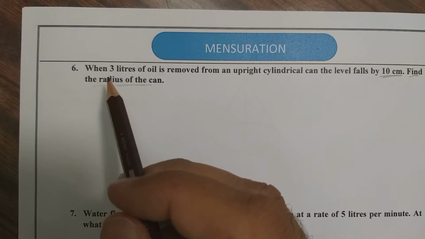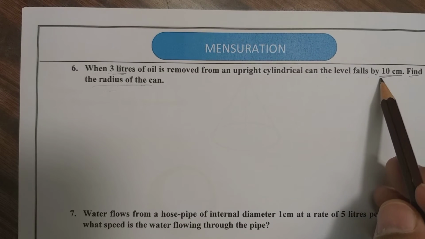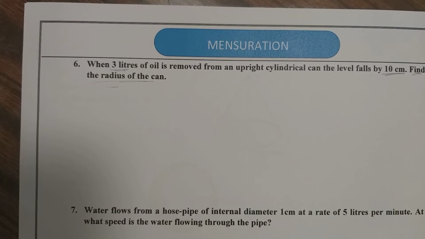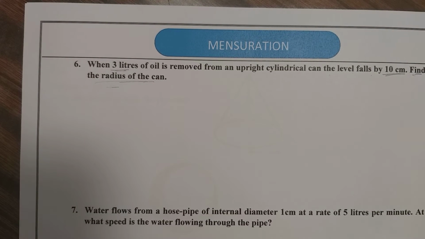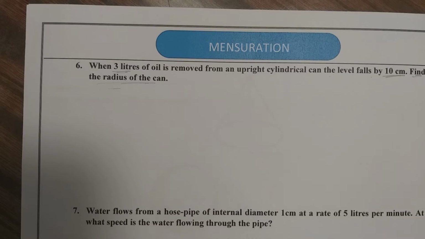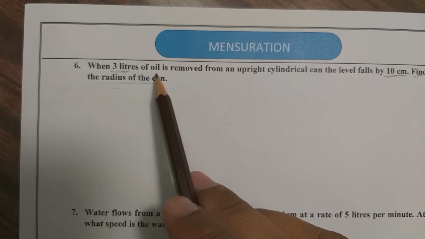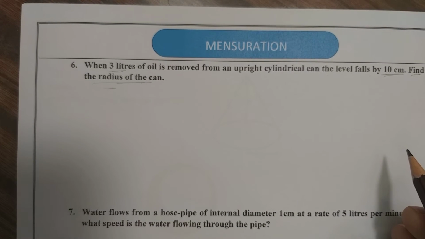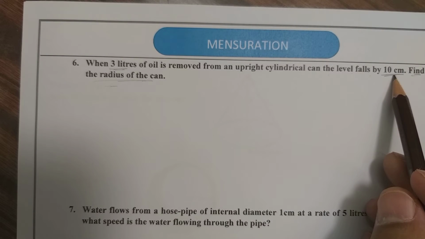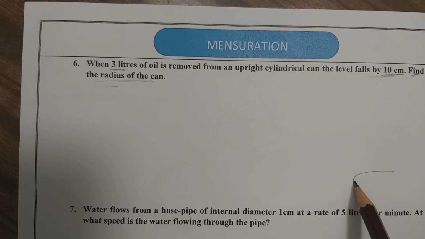In that particular question we were given the volume and the length, but here it is a real life example: when 3 liters of oil is removed from a cylindrical type of drum in which we have the oil, the level falls by 10 centimeters. Sorry, the length of that one is 10 centimeters. For example, this is the cylinder.